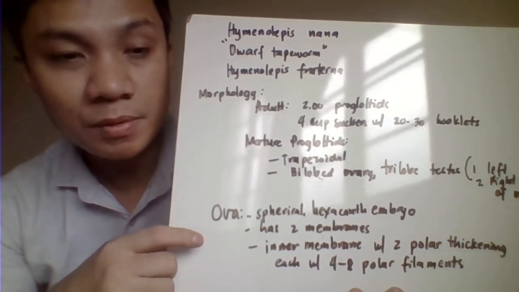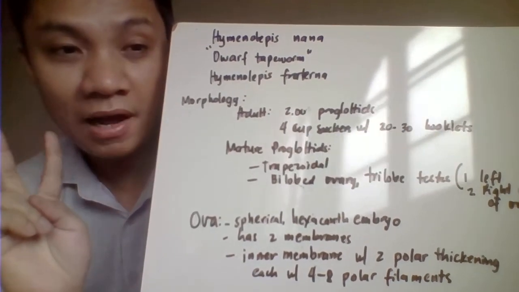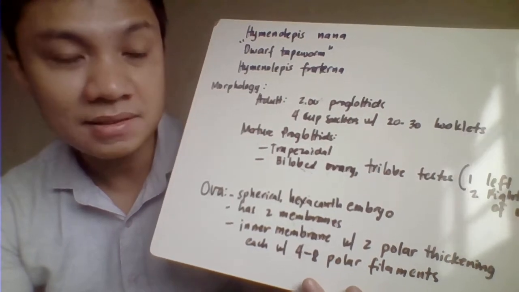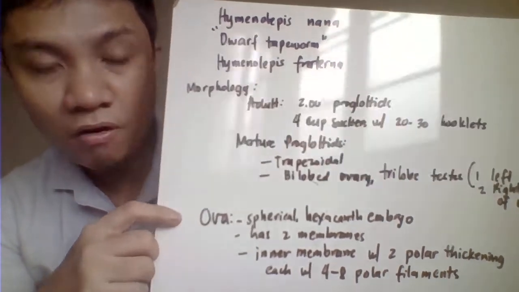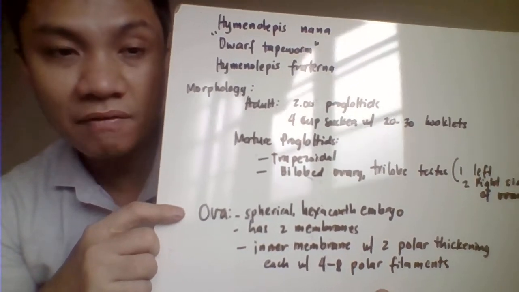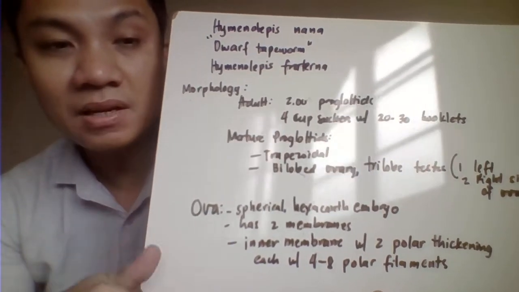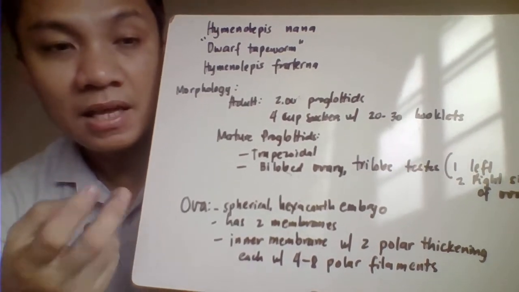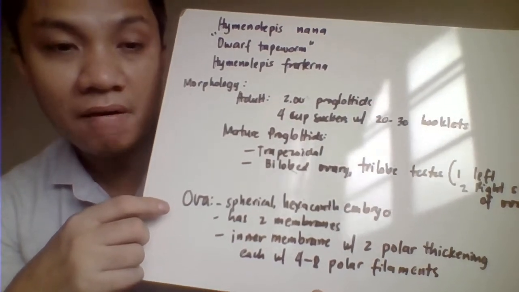Okay, the mature proglottis will be described here as trapezoidal. We have here bilobed, two ovaries, three testes. So one on the left side, and two on the right side of the ovary. Then for the ova, this would have a characteristic striated eggshell having a hexagon embryo made up of two membranes. The inner membrane is made up of two polar thickenings, and each of those two polar thickenings contains 4 to 8 polar filaments.